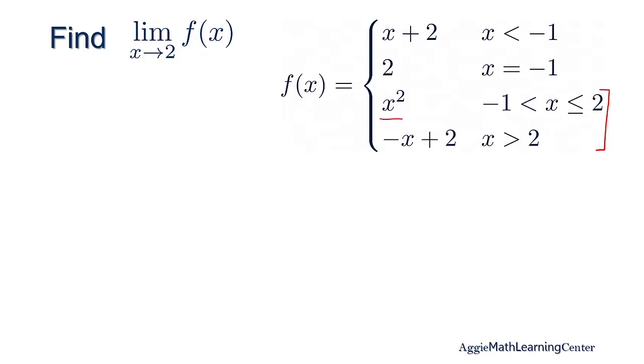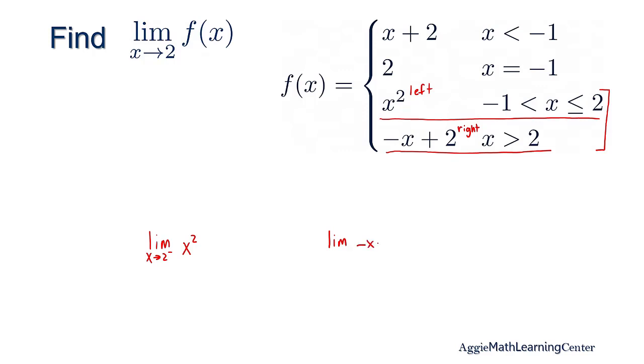Now, the parabola x squared corresponds to the values of x less than 2 from the left, and the line -x plus 2 corresponds to values of x greater than 2 from the right. This means that the left limit of f of x is the limit of x squared as x approaches 2 from the left, and that the right limit of f of x is the limit of -x plus 2 as x approaches 2 from the right.